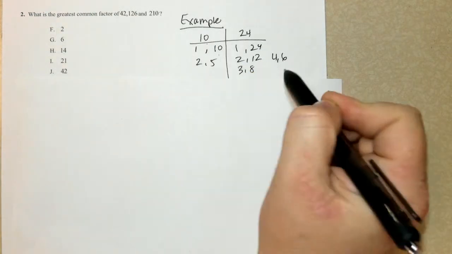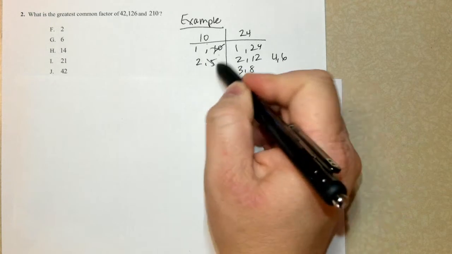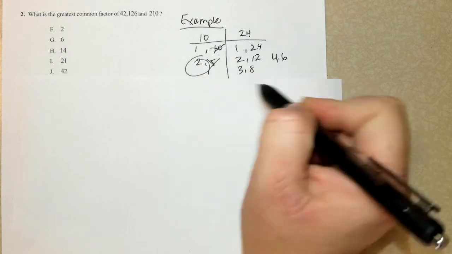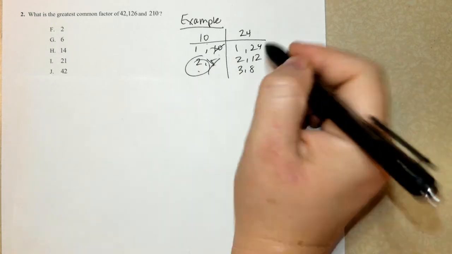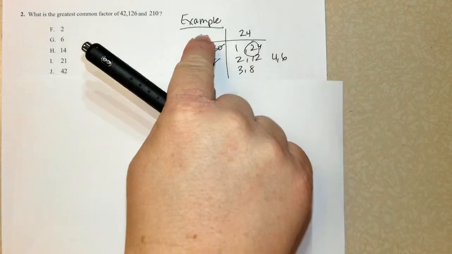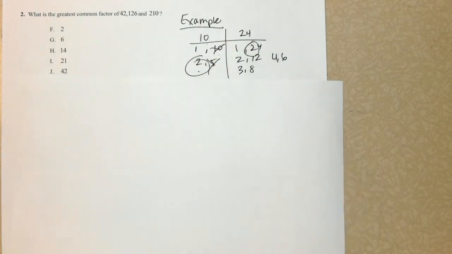So let's see. Do they both have a 10? No. Do they both have a 5? No. Do they both have a 2? Yes, they both also have a 1, but 2 is greater than 1. The greatest common factor of 10 and 24 would be 2, okay? So how can we quickly do this?